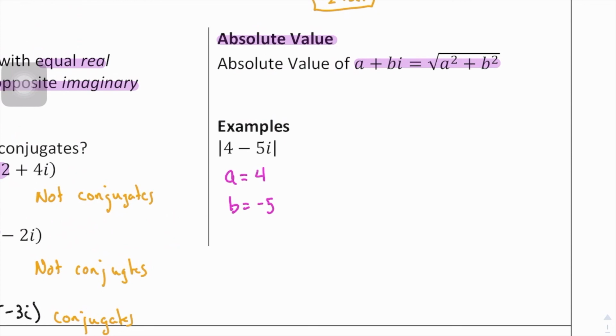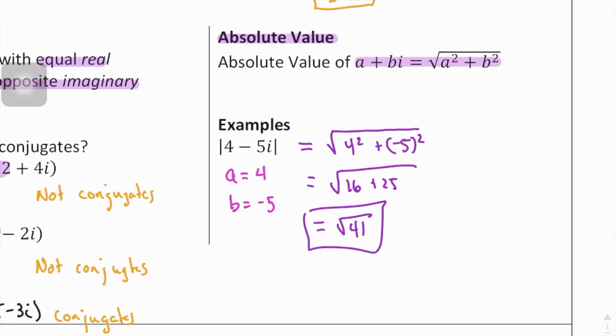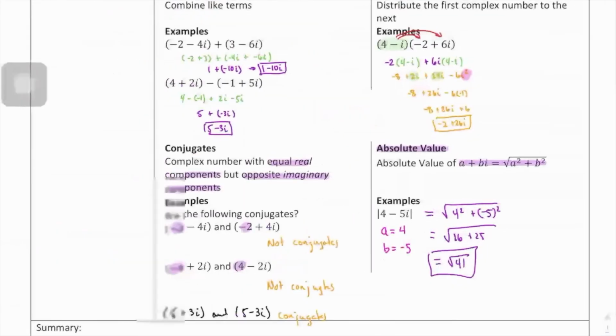So then, using our formula, we're going to get 4 squared plus negative 5 squared. You want to make sure you put your negatives in parentheses if you need to. And then we've got 16 plus 25, 41. So our absolute value is the square root of 41. So that's it for complex numbers.